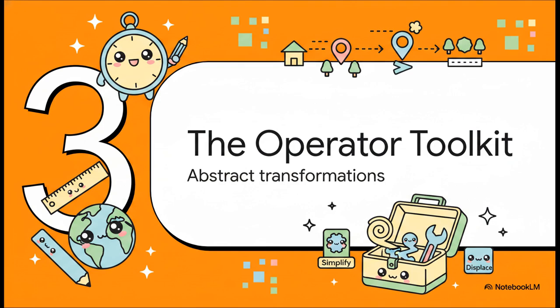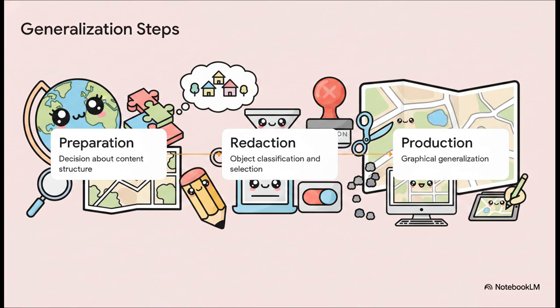All right, Section 3, operators, also known as the cartographer's toolkit. Transforming messy reality into a structured map is a rigorous process. For all the GIS students out there, this is basically your step-by-step guide. Step 1 is preparation. This is where you're adapting the scale and structuring your object classes. Step 2 is redaction, selecting the relevant features, defining your priorities, and bravely cutting out the insignificant noise.